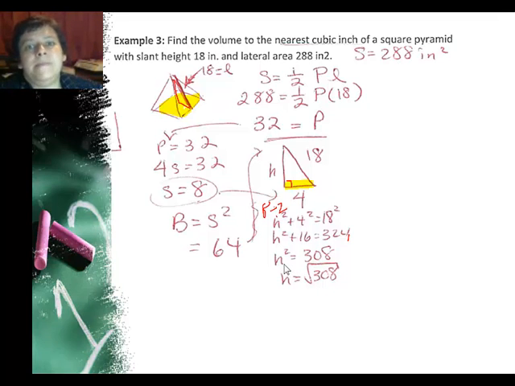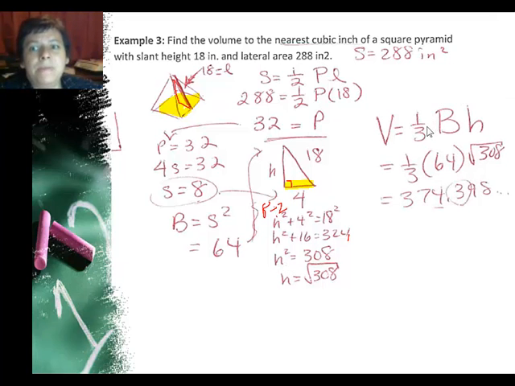Okay, so now I have my height, and I'm trying to find the volume. Volume is 1/3 base times height, base area times height. Really should say base area, just so you don't get it confused for just an edge. And so 1/3, my base area is this really simple 64, and my height is the square root of 308.